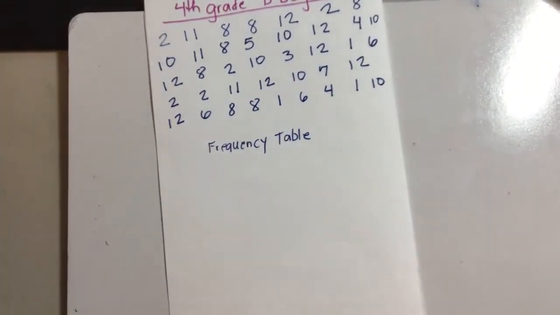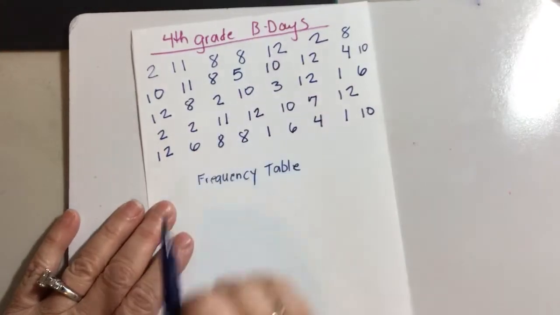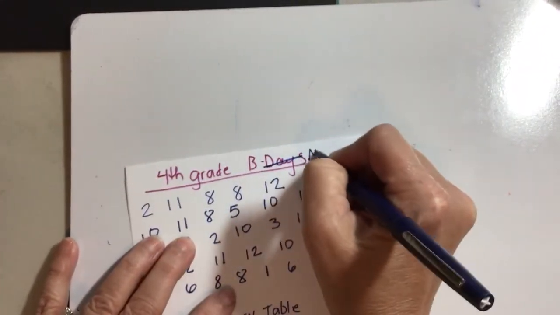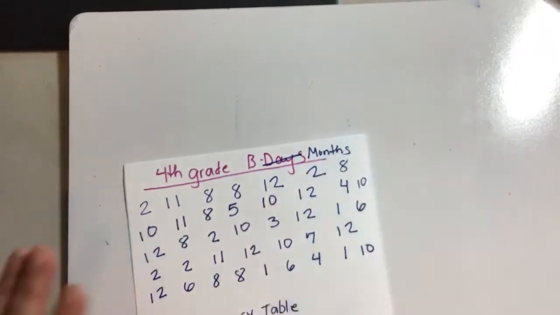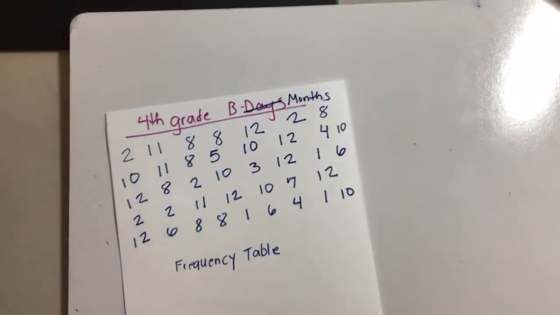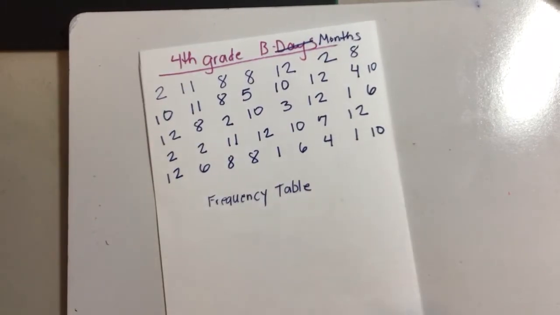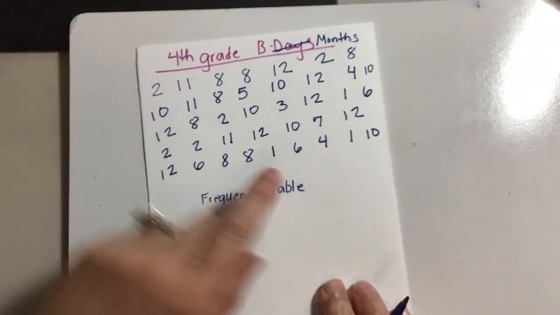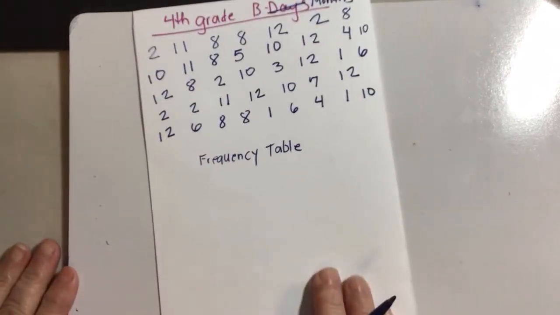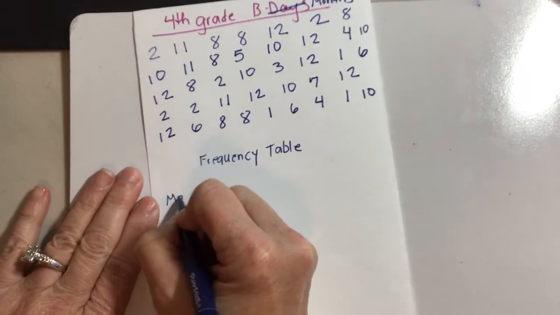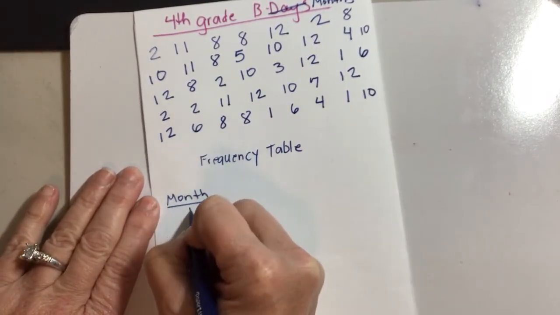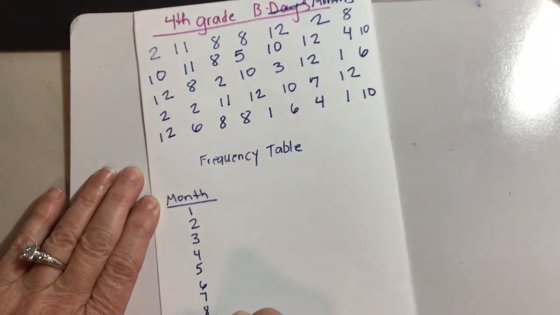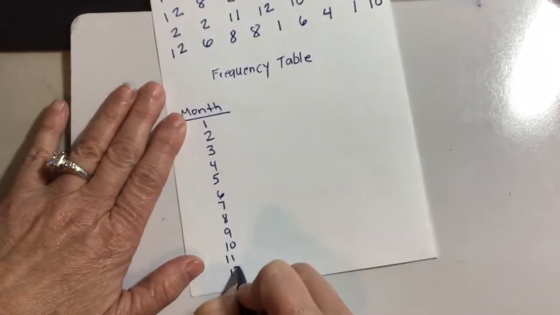Okay, and this particular frequency table is the fourth grade births. Actually, it's fourth grade birth months. There's always some sort of title, so my title would be fourth grade birth months, and all the ones that I have represented here are 1 to 12. So this would be the month: 1, 2, 3, 4, 5, 6, 7, 8, 9, 10, 11, 12.